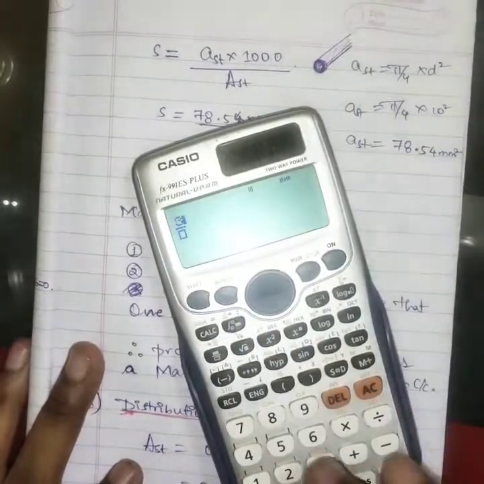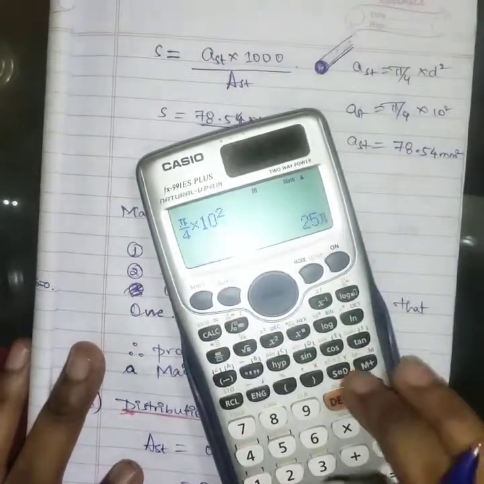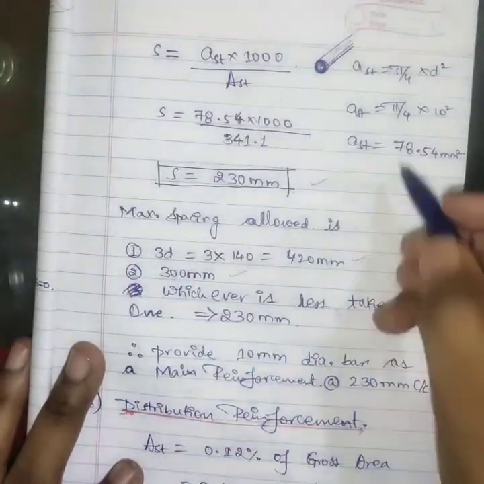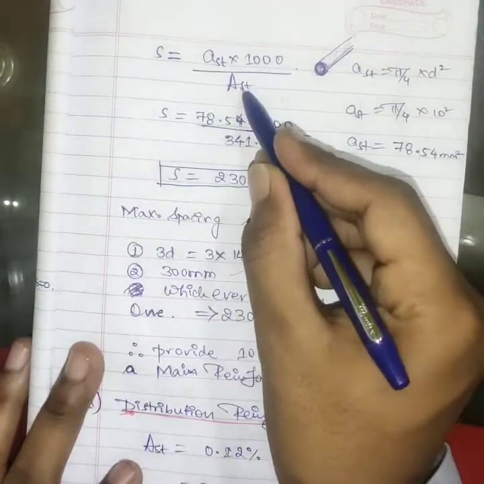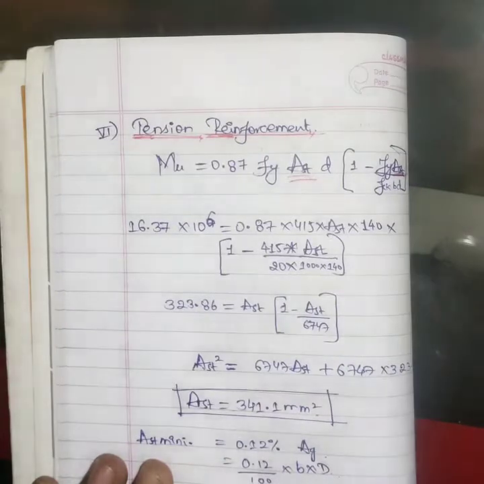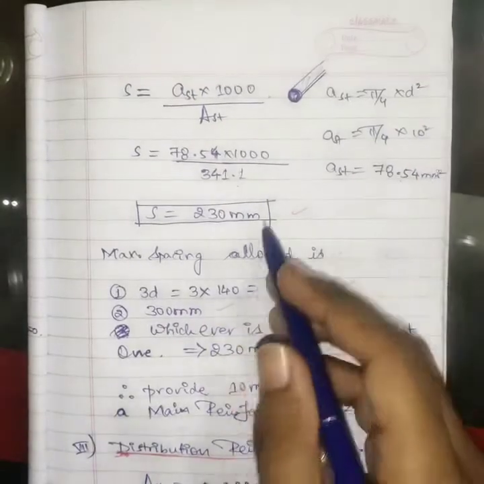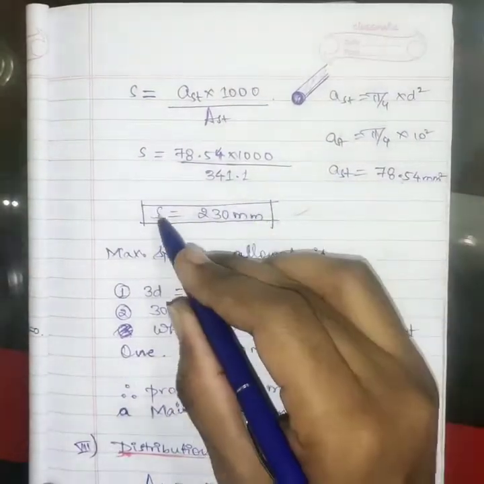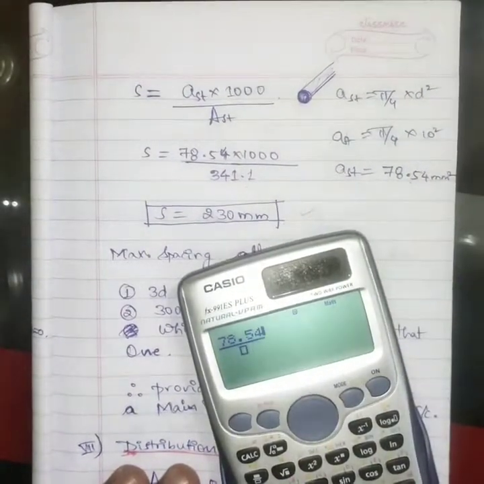Pi by 4 into d square, d is 10, so 78.54. Small a we got, we have to put in this formula, 78.54 into 1000 divided by capital AST. Capital AST we have already got, the main AST we have to provide. S is equal to 78.54 into 1000 divided by 341, we get 230. Spacing we are getting is 230 mm.